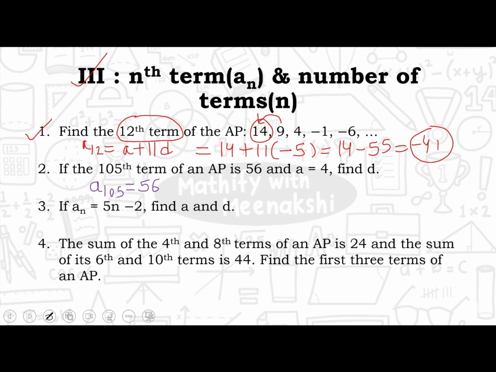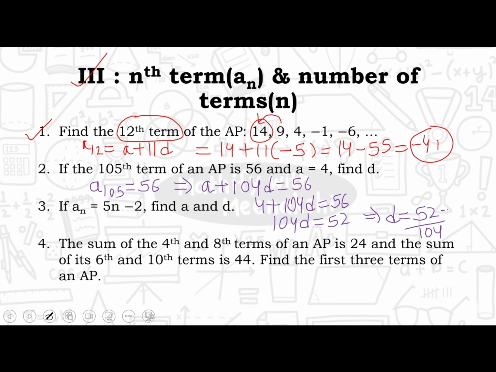You have to find D, and here A is also given. That means your first term is also given. Now what is A105? Just use the formula, that is A plus (105 minus 1)D, that is 104D, is equal to 56. Now put the value of A here, that is 4 plus 104D is equal to 56. You will transpose 4 to that side, it becomes minus 4, that is 56 minus 4 equal to 52. Now D is 52 divided by 104, and that is half, or you can write 0.5.